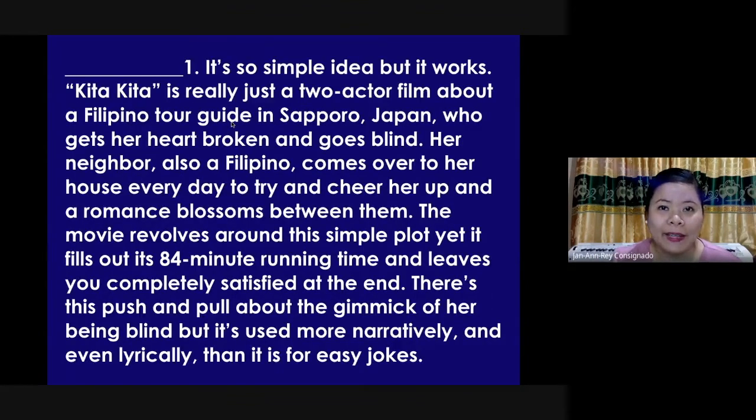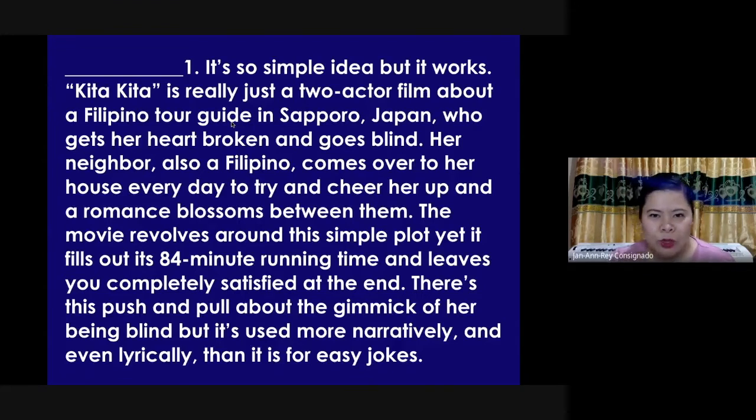Number 1. It's a simple idea but it works. Kita Kita is really just a two-actor film about a Filipino tour guide in Sapporo, Japan, who gets her heart broken and goes blind. Her neighbor, also a Filipino, comes over to her house every day to try and cheer her up, and a romance blossoms between them.